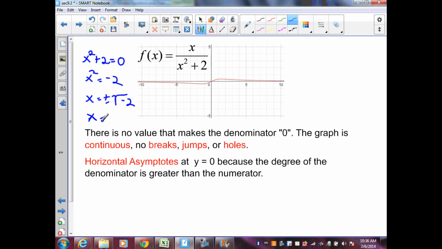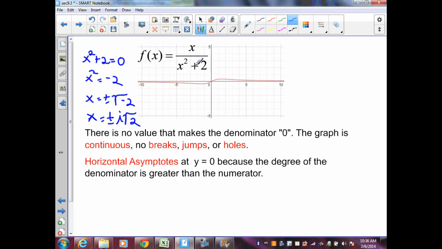I have x equal to plus or minus the square root of 2 times the square root of negative 1, which is plus or minus i square root of 2. That tells me I have no real numbers that make my denominator 0. Therefore, this function has to be continuous. So I have this statement: there is no value that makes the denominator 0. That means the graph is continuous. That means there's no breaks, jumps, or holes, which means I'll have no vertical asymptotes because I don't have a value in the denominator that becomes 0.